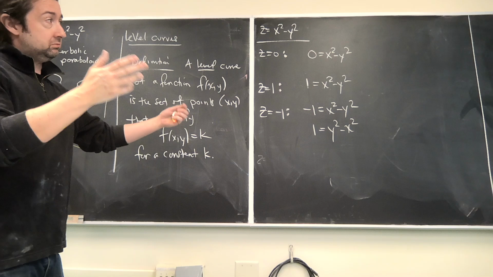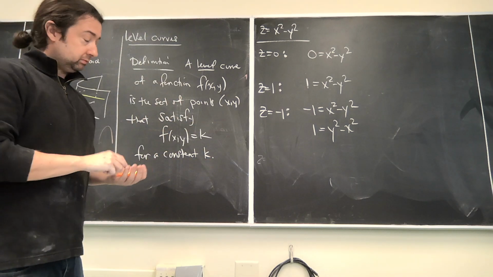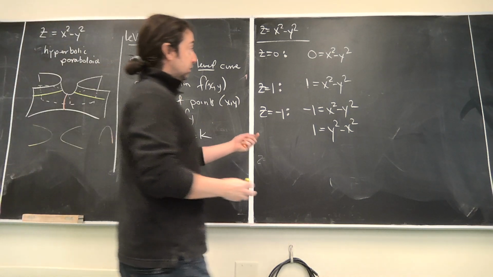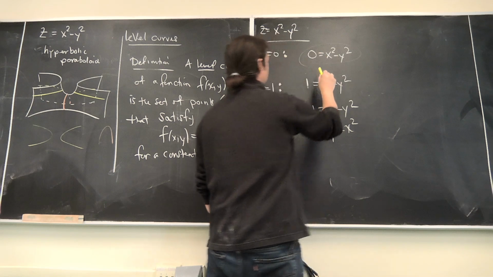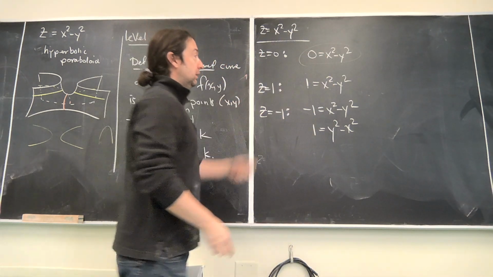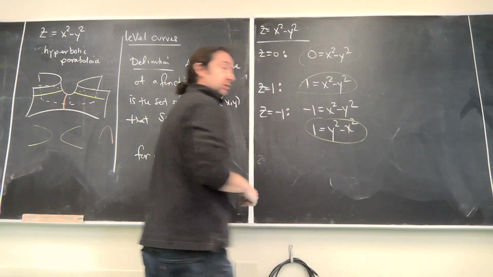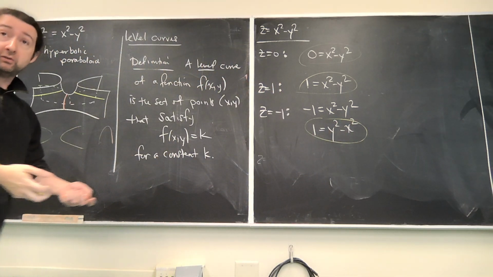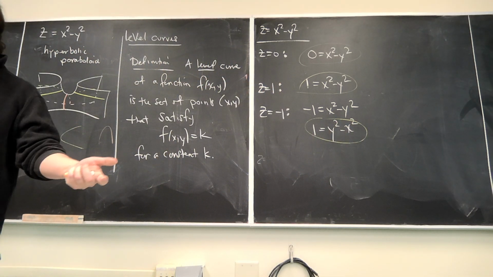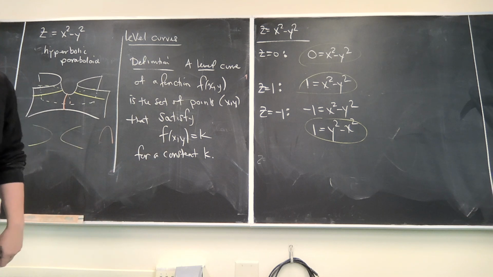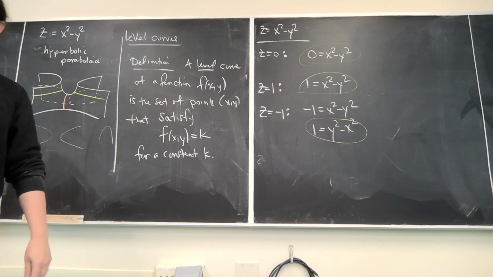Whatever these are, the solutions to this equation are all the points that produce height 0. The solutions to this equation produce height 1. The solutions to this equation produce height -1. And if we can plot those things, we can get a picture of what the surface is doing. Of course, that means we have to be able to plot these things.